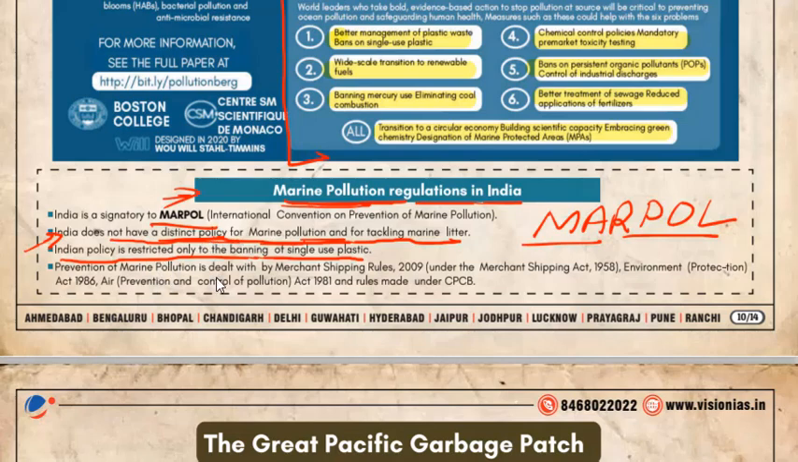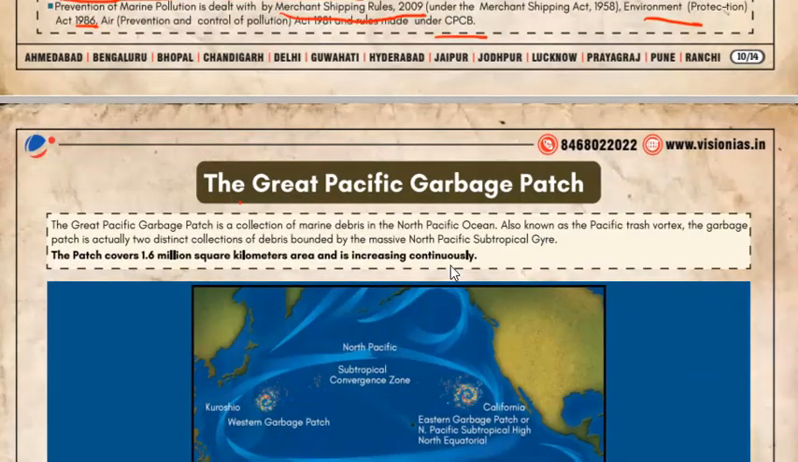Prevention of marine pollution is dealt with by the Merchant Shipping Rules 2009 under the Merchant Shipping Act of 1958, the Environment Protection Act of 1986, the Prevention and Control of Pollution Act 1981, and rules made under it by the Central Pollution Control Board.